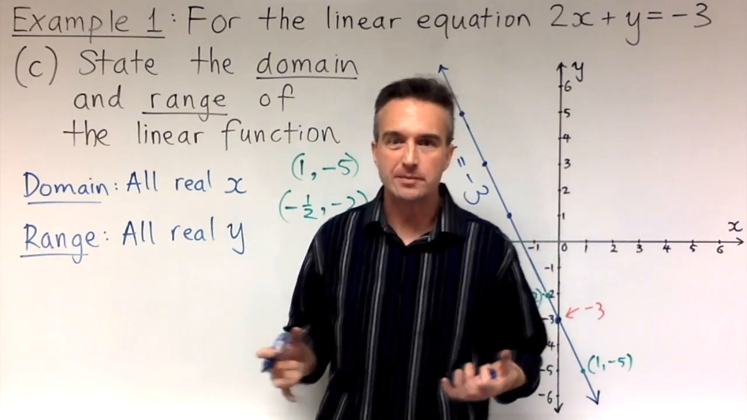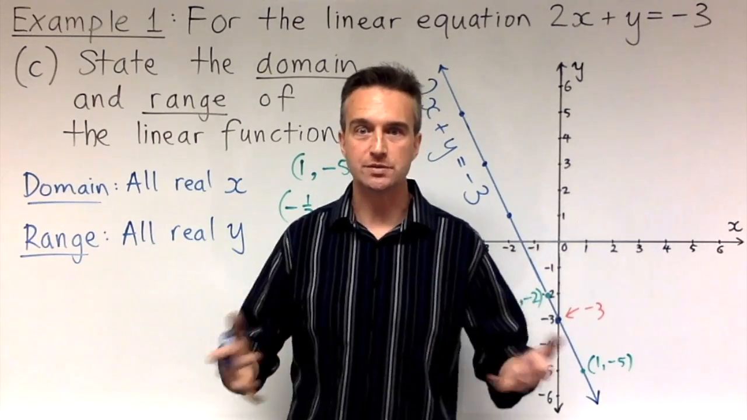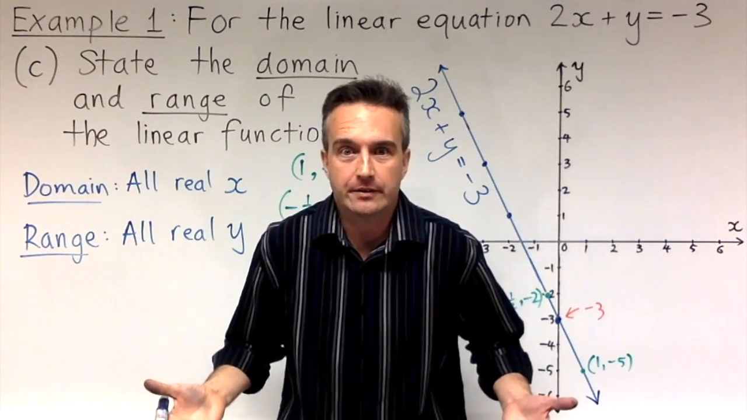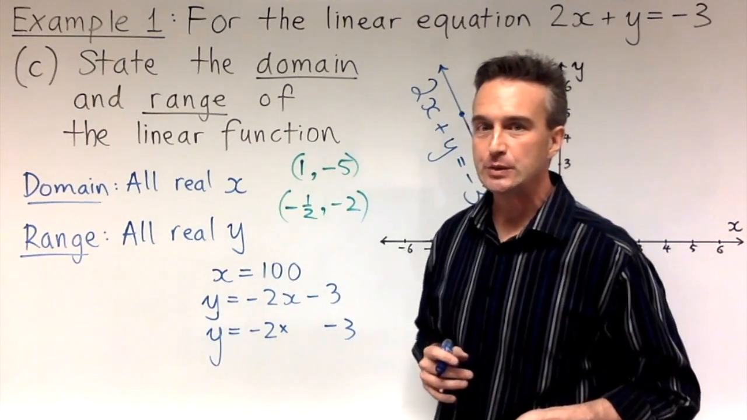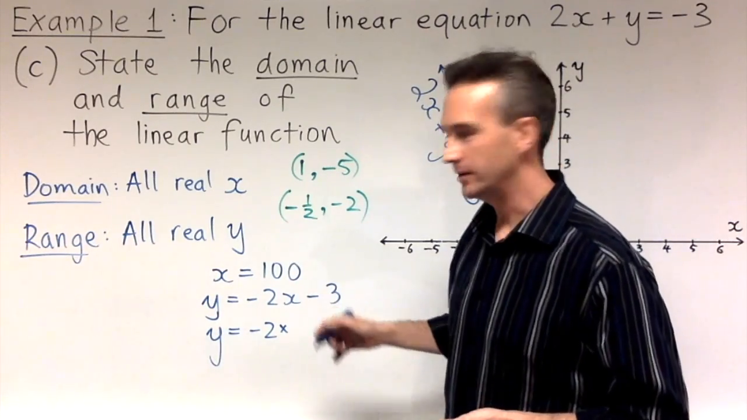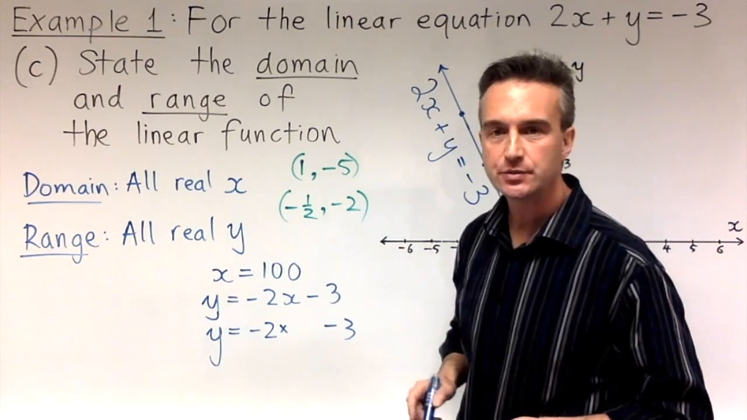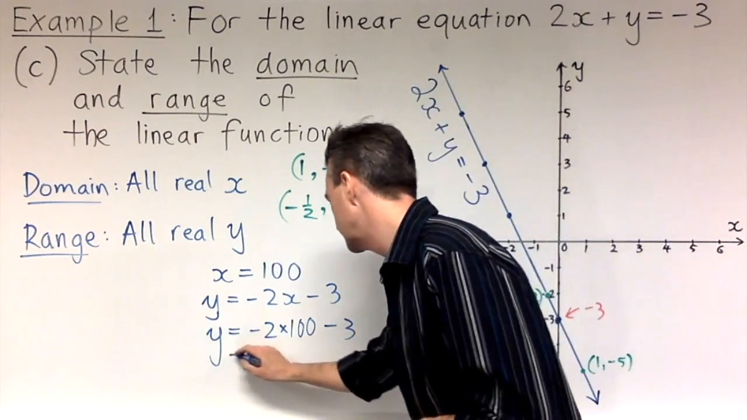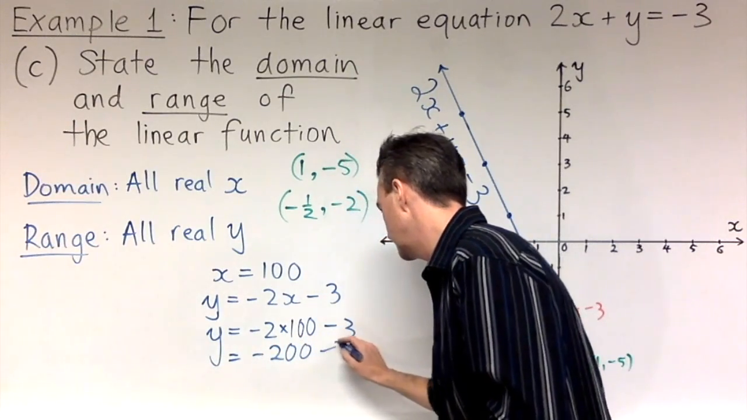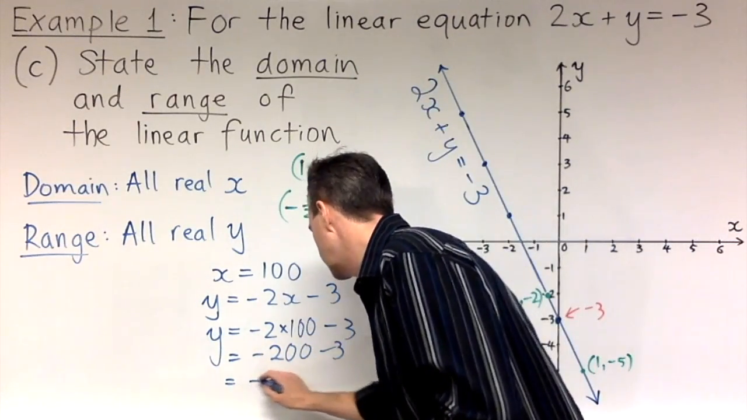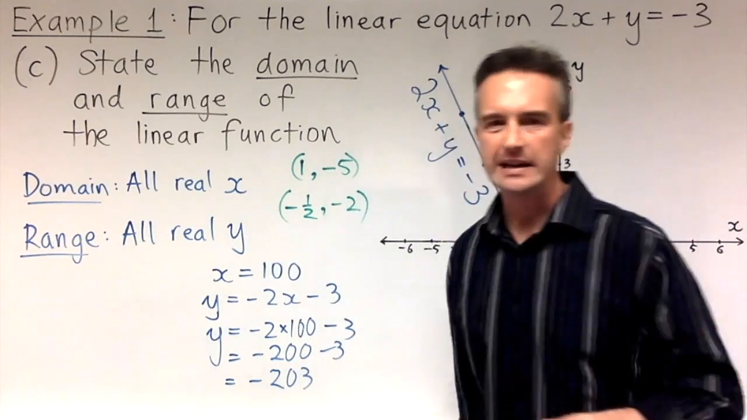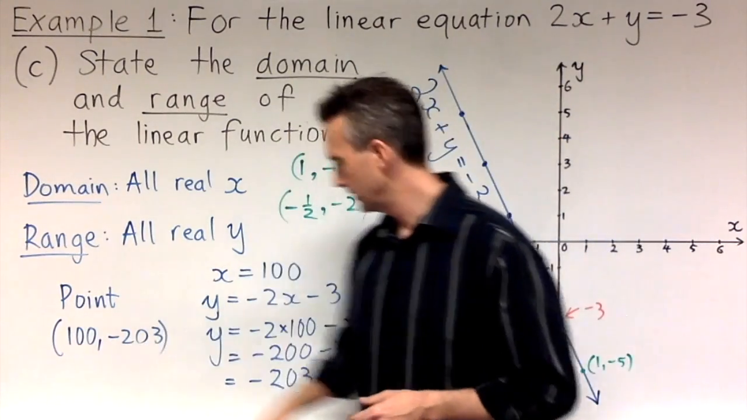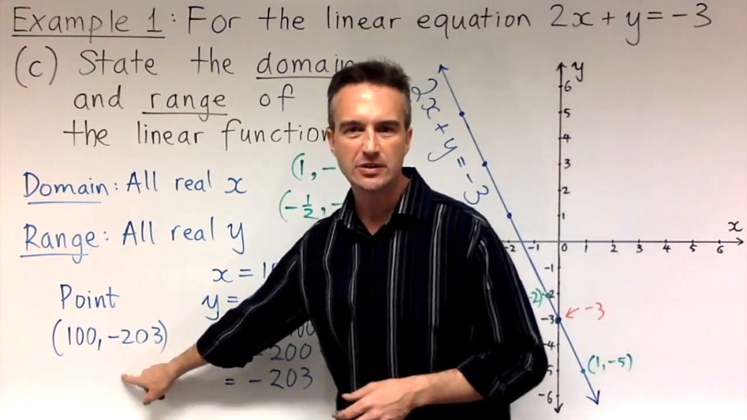So wait, does that mean I can put in x equals 100 and that will still give me a point? The answer, absolutely yes. Let's try it for fun. Let's put in x equals 100 into our function form. X equals 100. Y equals negative 2x minus 3. Putting in x equals 100 will give us y equals negative 200 minus 3. Negative 203, that means we have a point. X equals 100, y equals negative 203.